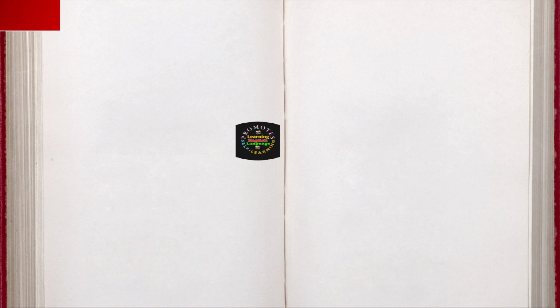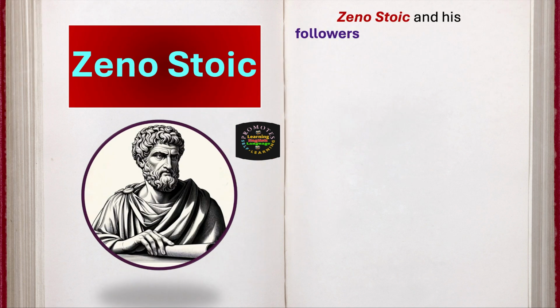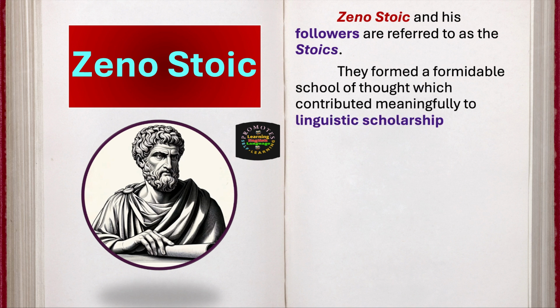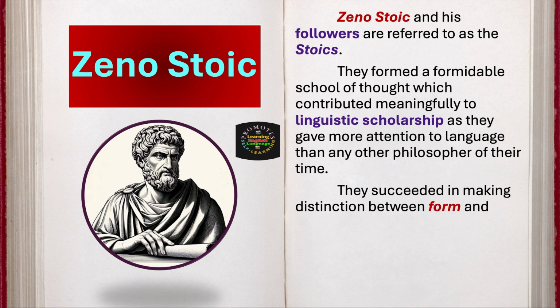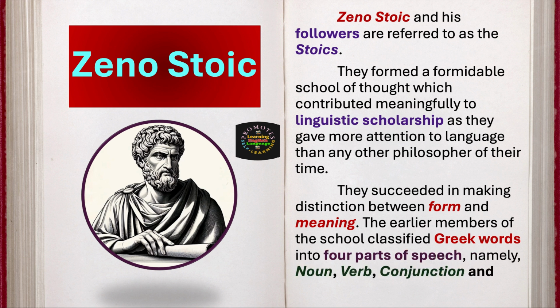We continue to know more about Greek philosopher Zeno Stoic. Zeno Stoic and his followers are referred to as the Stoics. They formed a formidable school of thought which contributed meaningfully to linguistic scholarship, as they gave more attention to language than any other philosopher of their time. They succeeded in making a distinction between form and meaning. The earlier members of the school classified Greek words into 4 parts of speech, namely noun, verb, conjunction, and article.